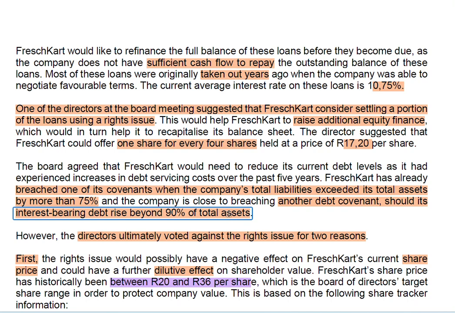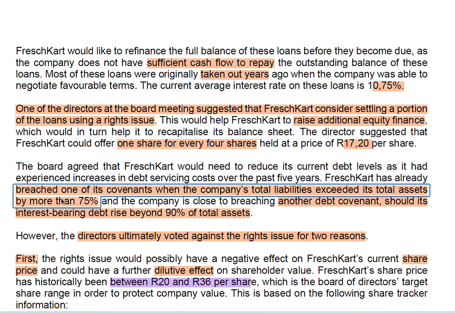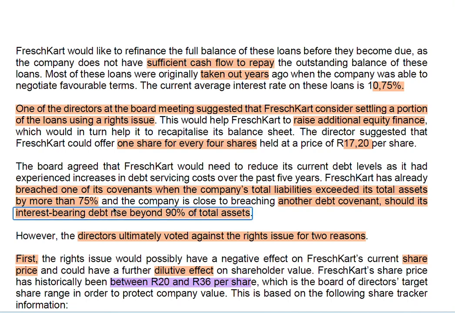It's basically when you go borrow money, especially when companies borrow money from the bank, the bank will give them certain ratios that they need to stay below. So they will tell them that your total liability should not exceed this percentage of asset. So they're saying here that they had breached that. And there is another covenant that they're about to breach, if it happens that the interest-bearing debt rises beyond 90% of the total asset.